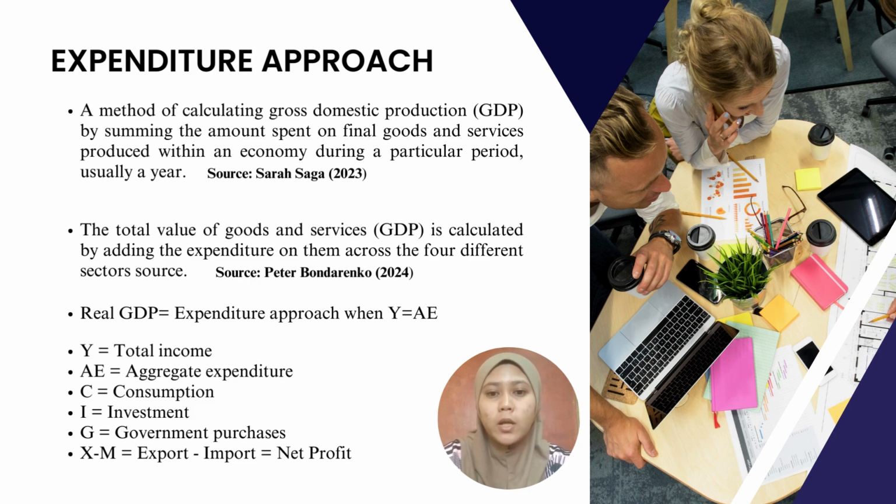First, I will explain about real GDP. Real GDP is equal to expenditure growth when Y equals AE. Y is the expenditure approach output of the economy and AE is aggregate expenditure. The four components are consumption, investment, government, and export minus import.